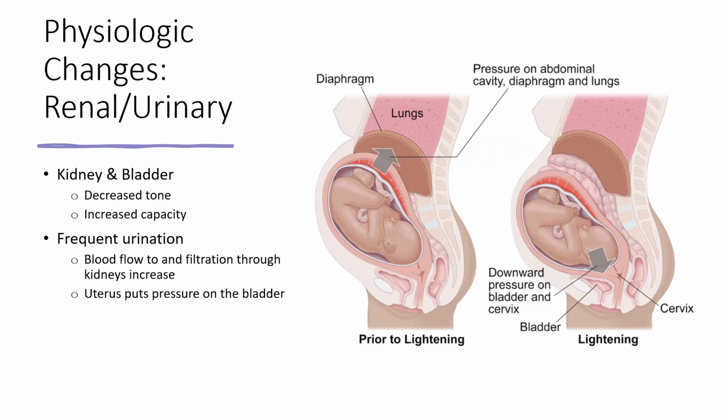Due to pregnancy, the kidneys and the bladder definitely decrease in tone. However, it does increase the capacity of the bladder. And a lot of times, because of the increase in the capacity, the ureters, everything that's weighted on, coming from that weight of the baby, the uterus, the placenta, all of that is pushing on the bladder. This actually increases the frequency of urination.